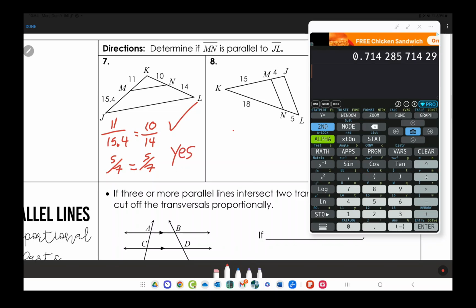Now for here, we have 15 over 4, which is, if you divide by 4, you get what, 3.75? Right? Is that equal to 18 over 5, which gives you 3.6? Yeah, no.